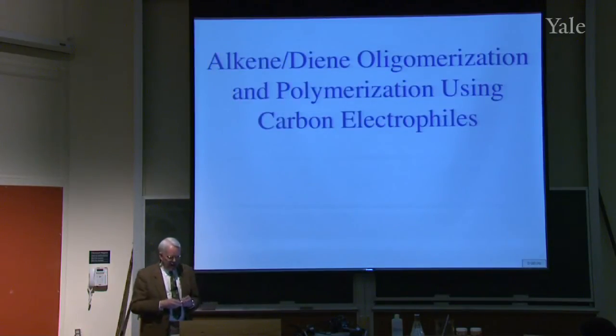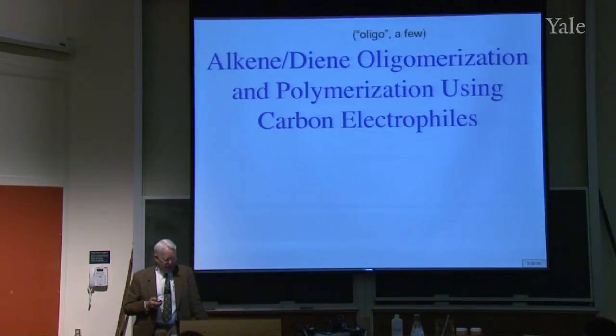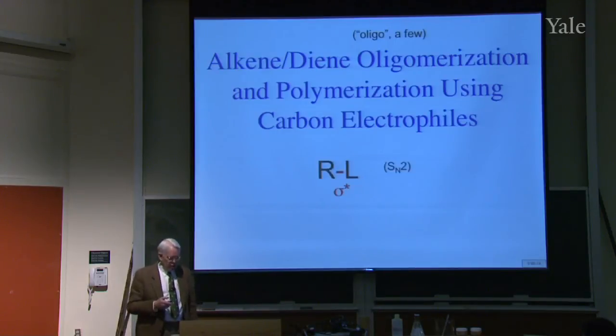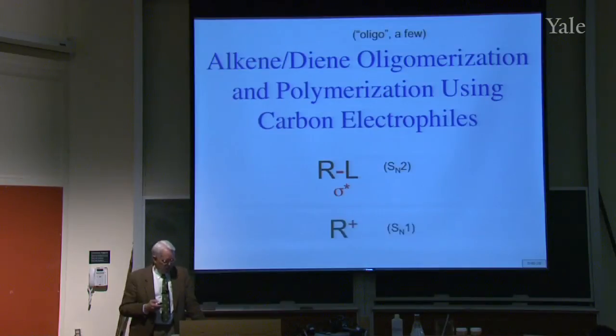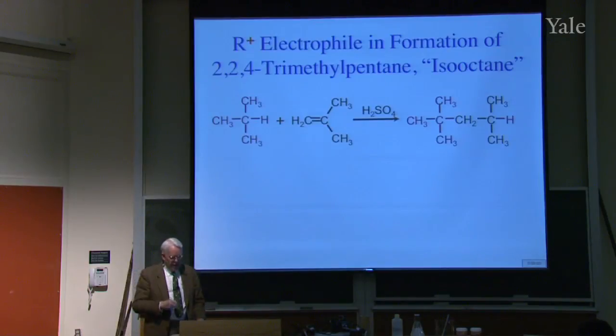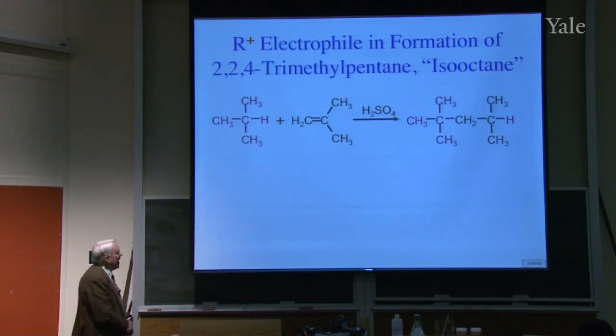Now, alkene and diene oligomerization and polymerization using carbon electrophiles as the active reagents. Now, oligo means a few. So oligomerization is putting just a few such units together. And so we're going to use either sigma star of R with a leaving group or R cations as the reagent to do the polymerization. So if you have R plus as an electrophile, you do a really interesting reaction.